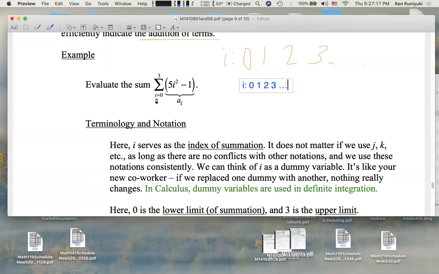All right. So summation, I equals 0. That's the lower limit of summation, the 0 here. In pre-calculus, you often start with 1, but I'm being cute here. I'm starting with 0. And remember, in calculus, you often start with 0. 3 here is the upper limit of summation.